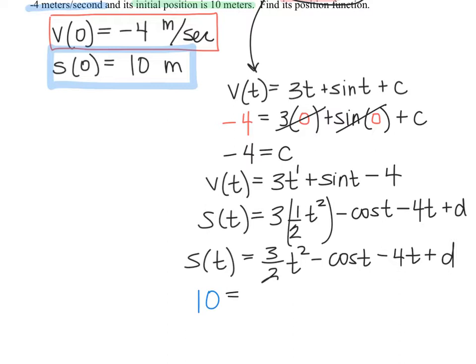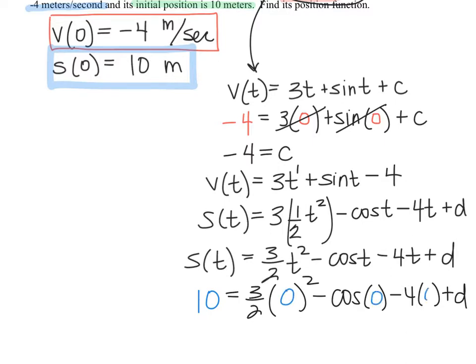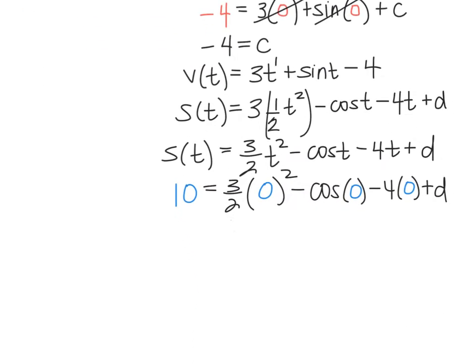So 10 is equal to 3 halves times 0 squared minus the cosine of 0 minus 4 times 0 plus that unknown constant, we'll call it d. I'm substituting 0 in for time, and my initial position was 10 meters, and that will let us now solve for d. Just be careful here, because a lot of this is going to go away and become 0, but remember, cosine of 0 is actually equal to 1. So therefore, we have negative cosine of 0, which would be negative 1, plus d. So when I add 1 to both sides, my d value is actually 11 in this case.